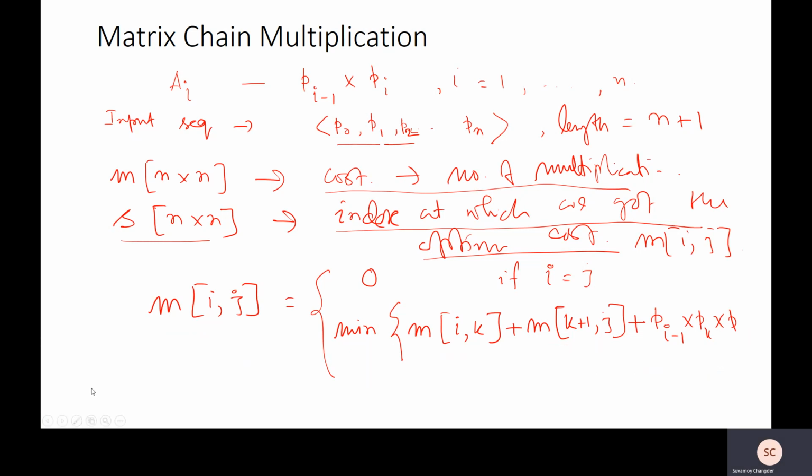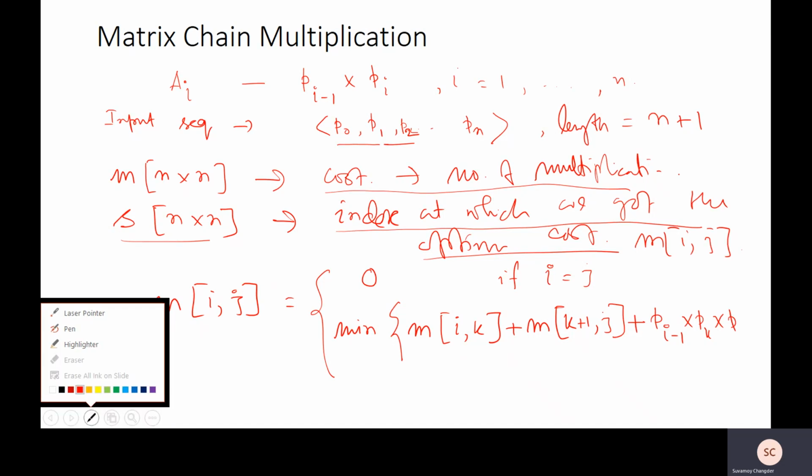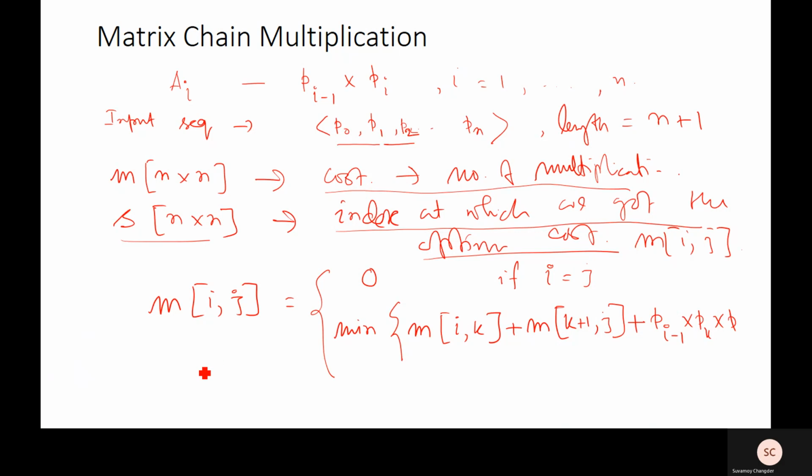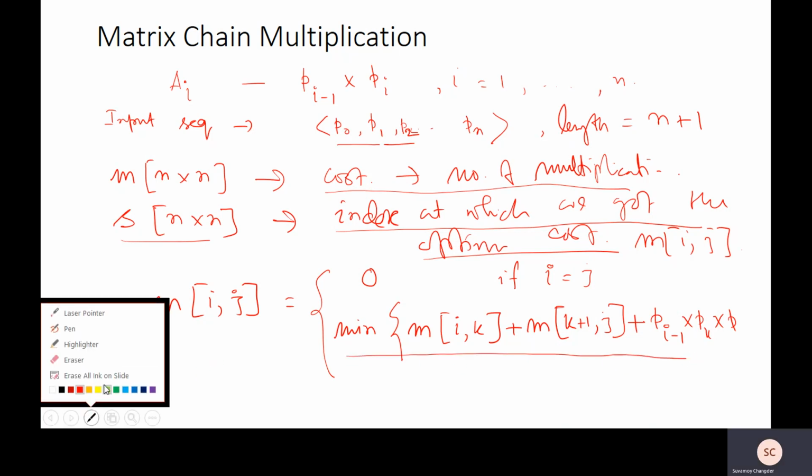So let us first write the algorithm. After that, we will consider one example, and we can say that we have found the optimal solution.